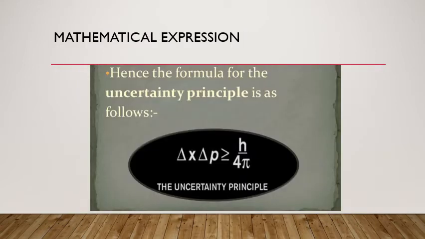So the mathematical expression given by Heisenberg is delta x, the uncertainty in the position, times delta p, the uncertainty in the momentum, should always be greater than or equal to h upon 4 pi. This much uncertainty should always occur when we determine the position and the velocity of an electron simultaneously.